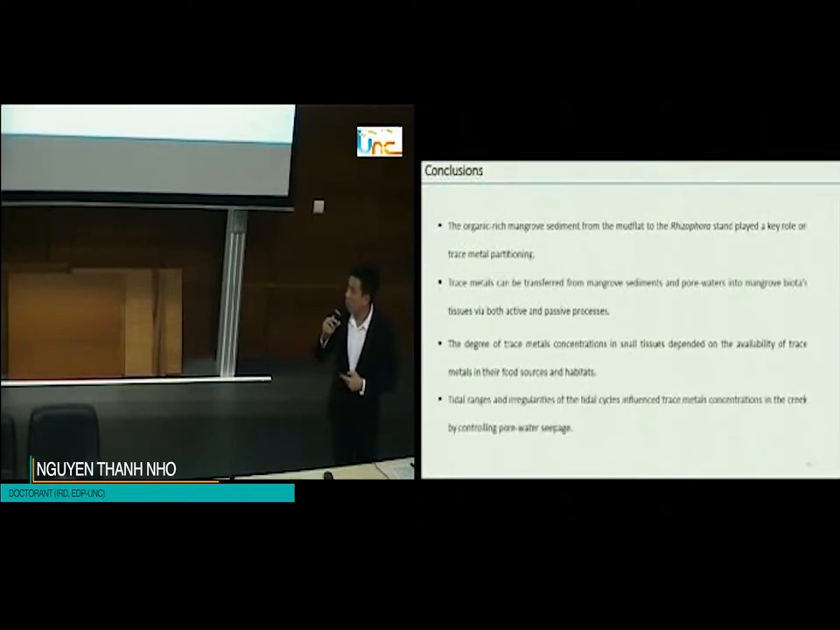And the last one, the tidal range and irregularity of tidal cycle influence trace metal concentration in the creek by controlling the pore water seepage.